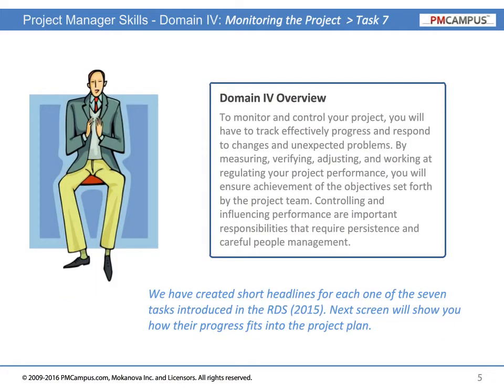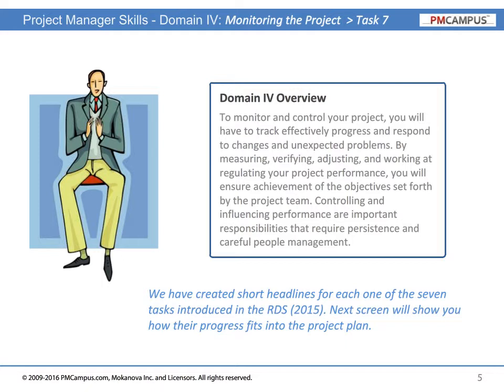Domain 4 Overview. To monitor and control your project, you will have to effectively track progress and respond to changes and unexpected problems. By measuring, verifying, adjusting, and working at regulating your project performance, you will ensure achievement of the objectives set forth by the project team. Controlling and influencing performance are important responsibilities that require persistence and careful people management.